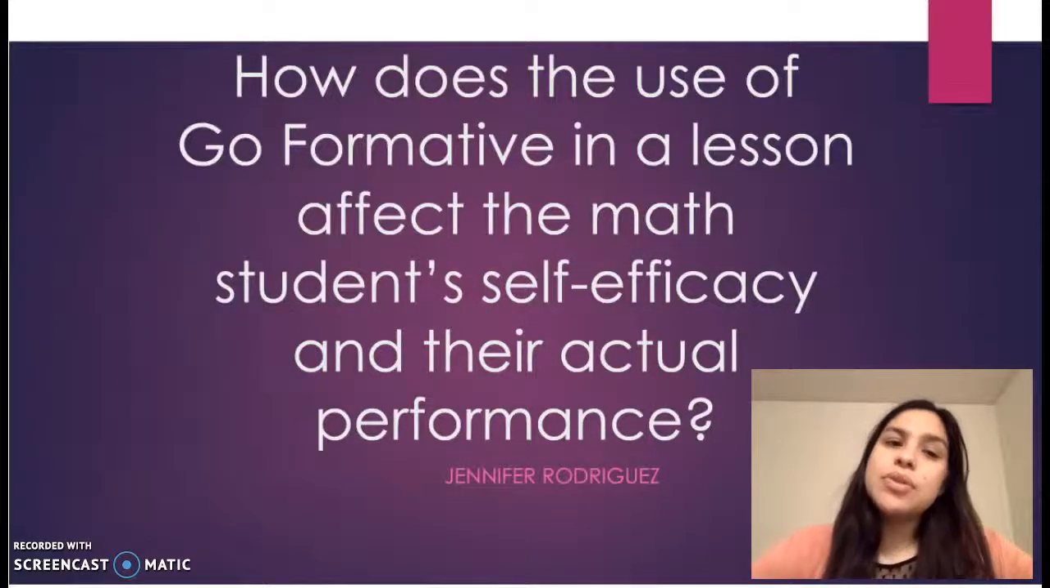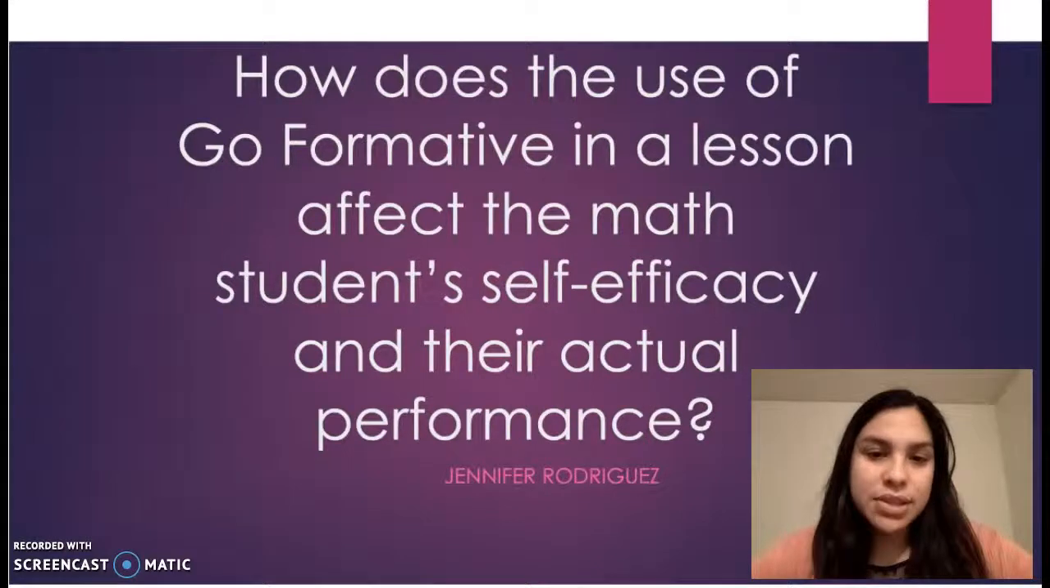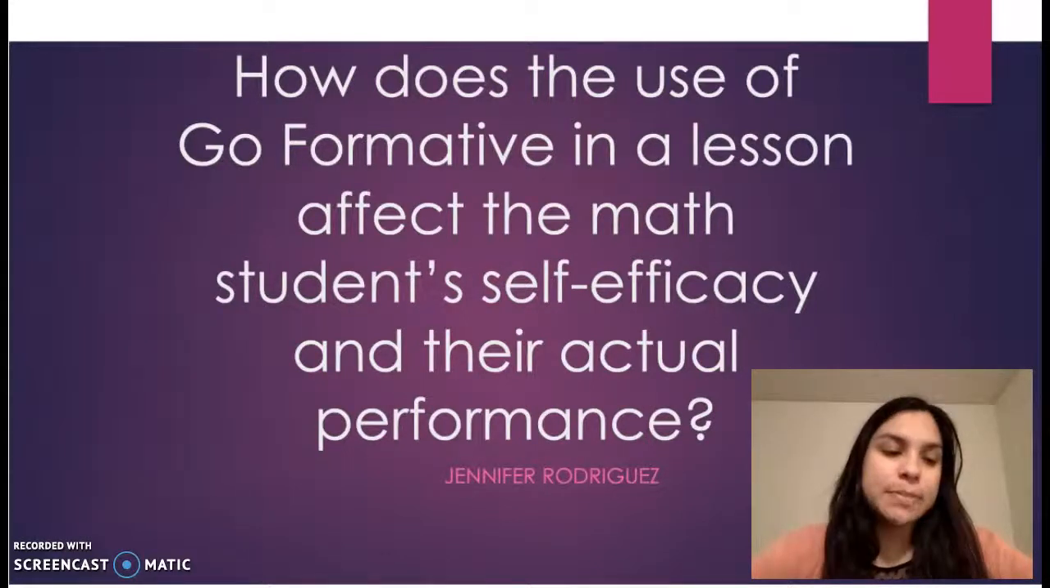How does the use of Go Formative in a lesson affect the math students' self-efficacy and their actual performance?